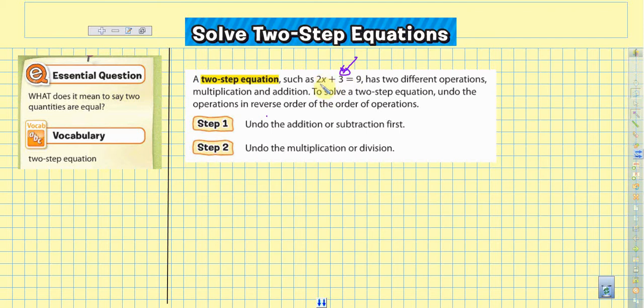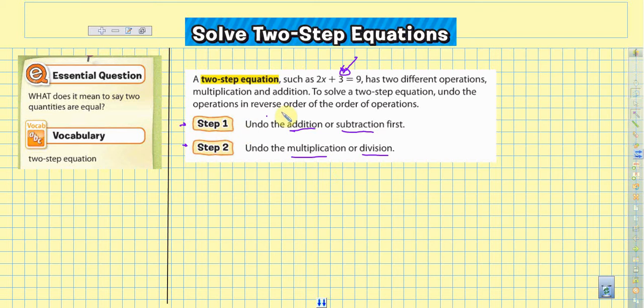Before, we just had, say, 2x is equal to 9. Now it's 2x, so multiplication, and an addition, plus 3 is equal to 9. So the steps to solving a two-step equation are simple. First, you undo the addition and subtraction. Second, you undo the multiplication or division.